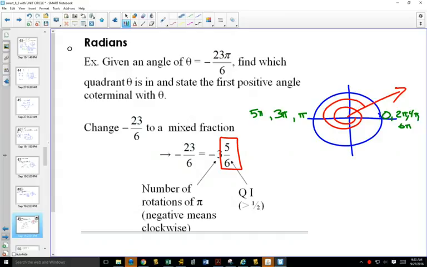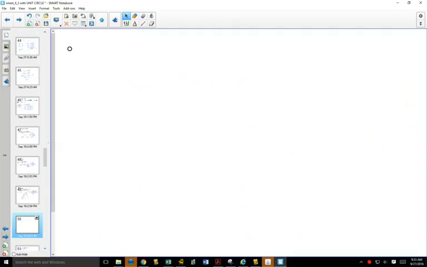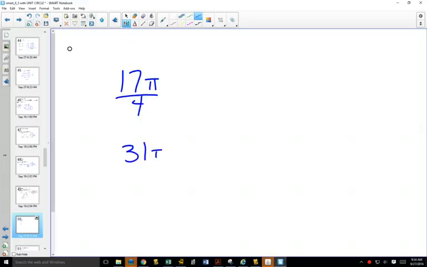So let's just do another example. We'll do 17 pi over 4 and 31 pi over 6.